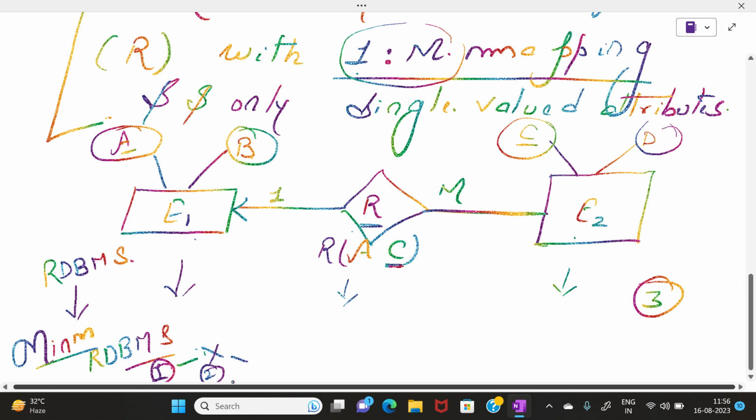We can see if we can merge these 2 or these 2. In this way we will see what could be the minimum RDBMS table. That is our requirement.